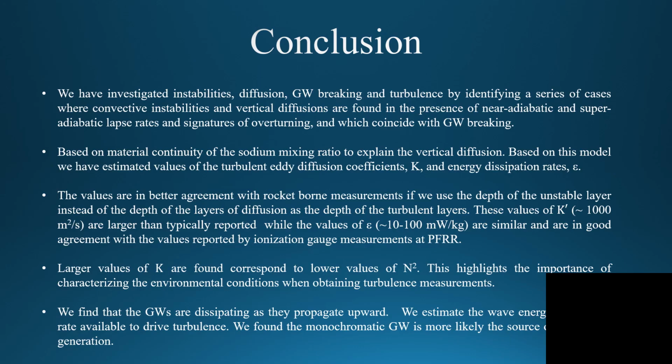We have investigated the instability, diffusion, and gravity wave breaking, and we estimate the turbulence. The values are in better agreement with other rocket measurements if we use the depth of the unstable layer. We have larger values of K found corresponding to lower values of N squared. This highlights the importance of characterizing environmental conditions when obtaining turbulence measurements. The fact that gravity waves are dissipating for these cases, and we find that the monochromatic wave is more likely the source of turbulence generation for the two cases.